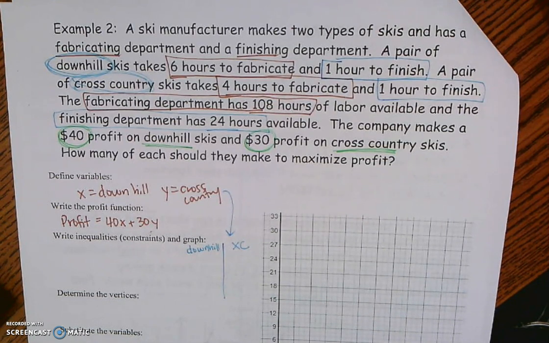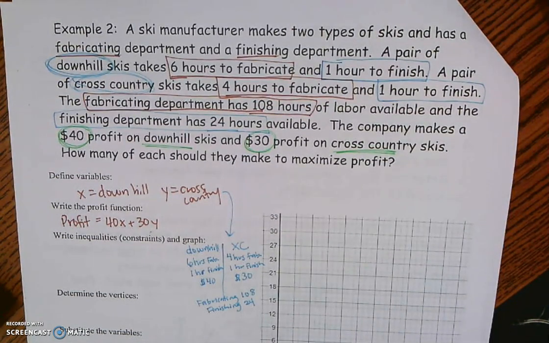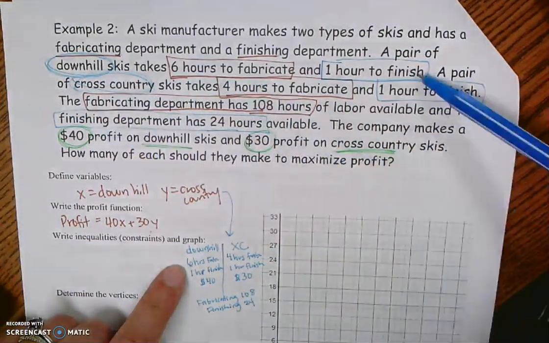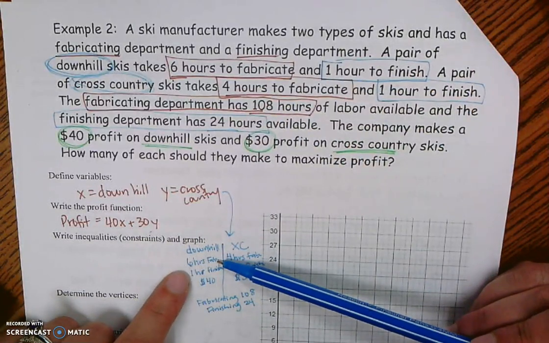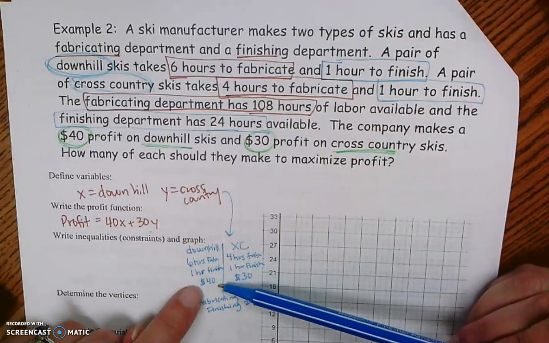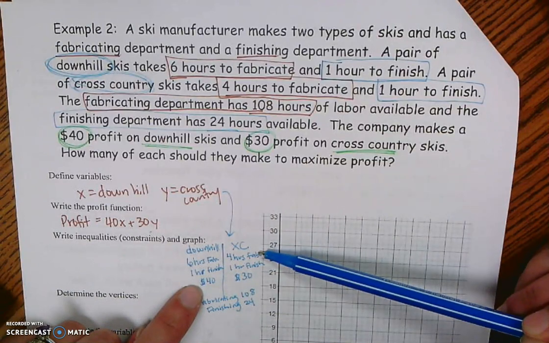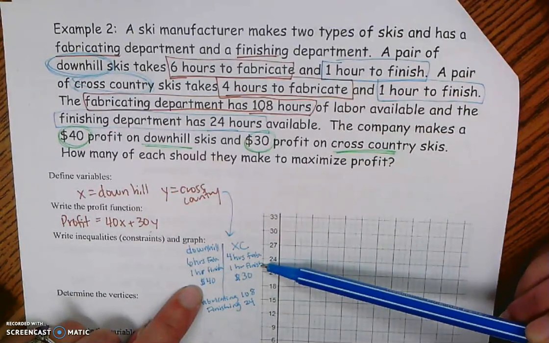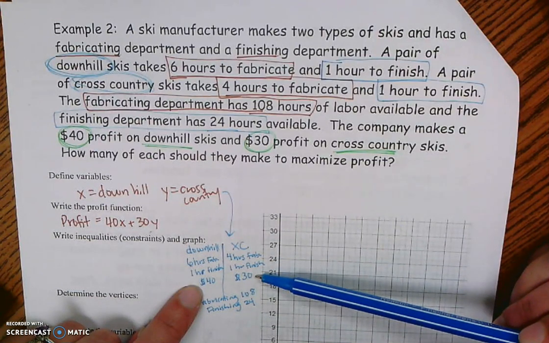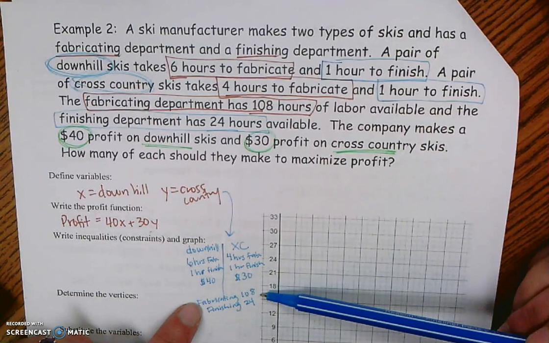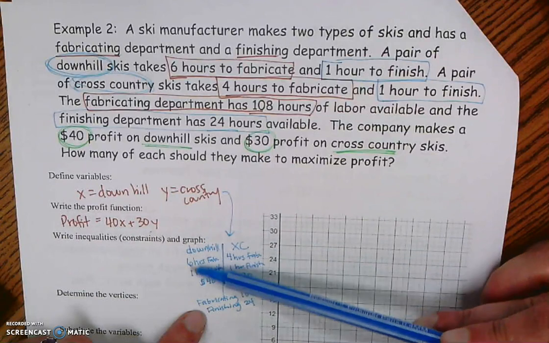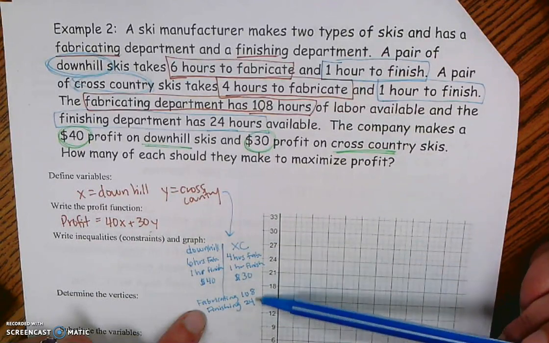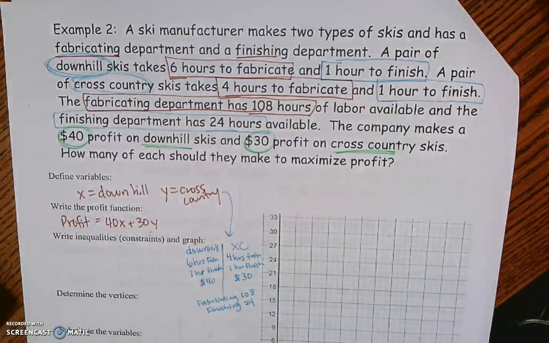I'm going to pause the video again. Okay, so hopefully you can see this. I just went through my sentences again. Downhill takes 6 hours of fabricating, 1 hour of finishing, $40 profit. Cross country is 4 hours fabricating, 1 hour finishing, $30 profit. Now I wrote fabricating 108 and finishing 24 because those two have to do with not just downhill and not just cross country. They're both totals that have to do with fabricating and finishing. So there's all of my information.